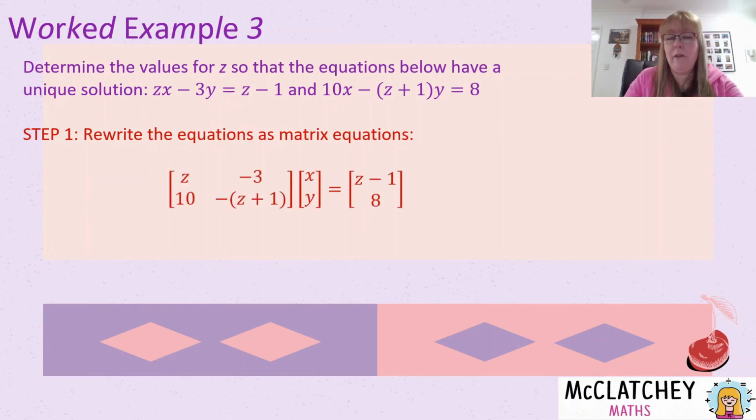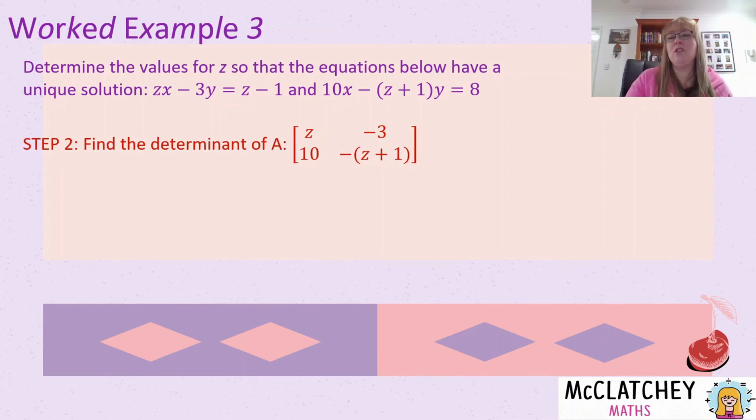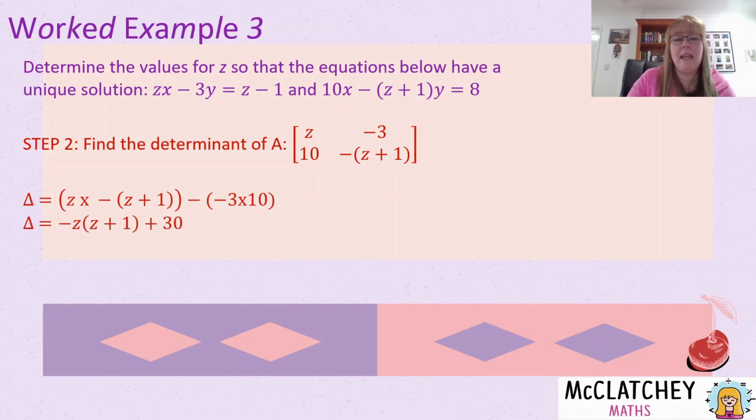So firstly, we're going to rewrite those as matrix equations. Just like we did in our earlier video, it looks a little bit more complicated because now we've got this third variable z, but we're not going to panic about that. Okay, so now we're going to find the determinant of A using our matrix A. So we use our formula again, we break that down, and what we end up with here looks like it's going to start to be a quadratic.